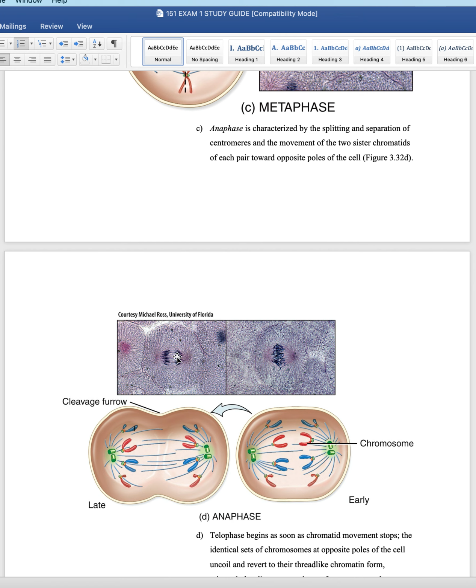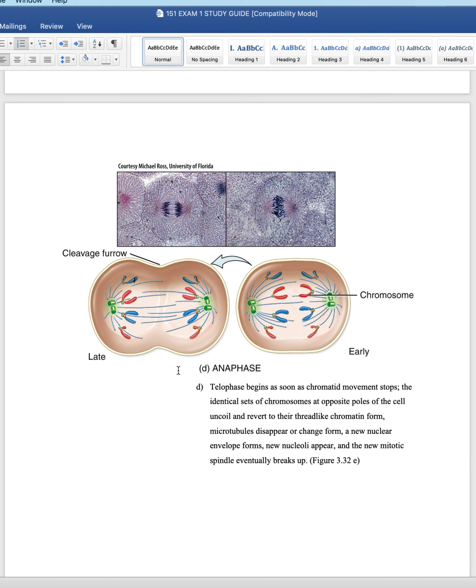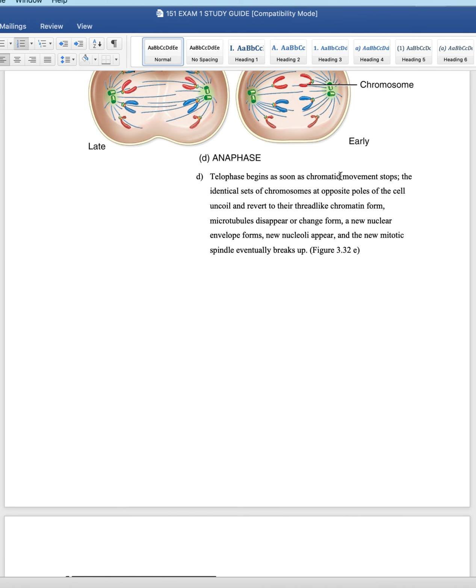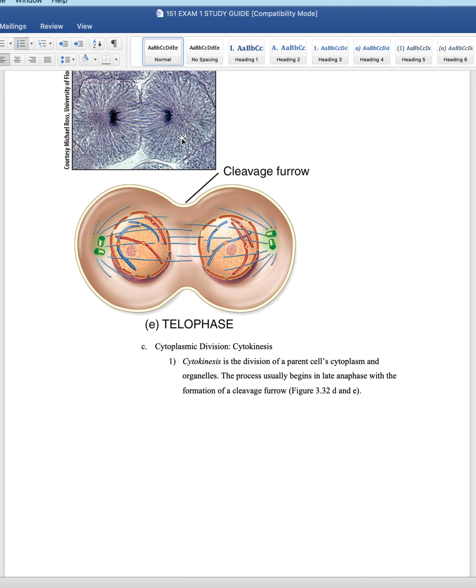Late anaphase is when we are pulling them apart to the point where we're at the opposite poles, and we are just about to enter into telophase. So telophase begins as soon as the chromatid movement stops, and we're going to start reforming the nuclear envelope, and the chromosomes are going to start decondensing into chromatin. Okay? Right after telophase, we go into cytokinesis.